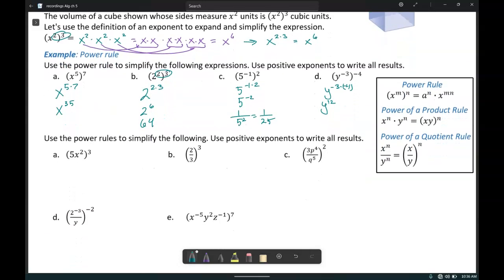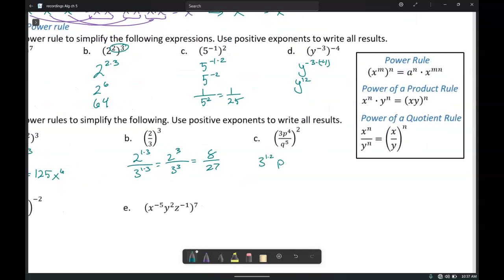Now we can use our power of a product and power of a quotient. When we apply this, if a factor doesn't have an exponent, we assume the exponent is 1. So we're essentially applying the same rule to all factors within. So we have 5 to the 3rd, x to the 6th, giving 125x to the 6th. Then 2 to the 3rd over 3 to the 3rd gives us 8 over 27.